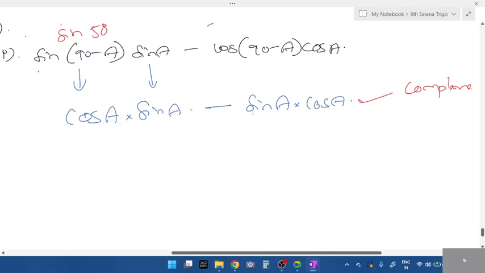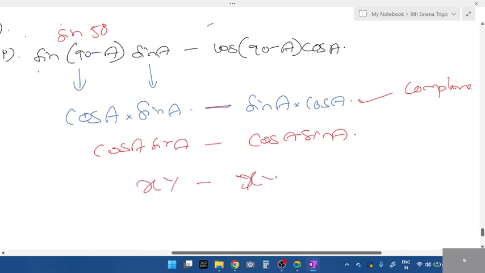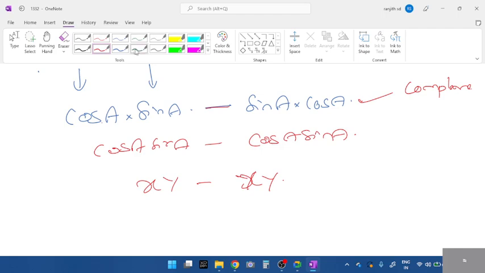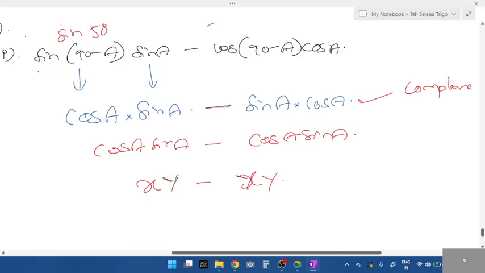Now, with both this logic, we should get the answer. Cos A into sin A, sin A into cos A. Both will get cancelled. See, cos A into sin A minus sin A into cos A. I just rearrange this: cos A into sin A. If I write x and y, xy minus xy, what is xy minus xy? Are they like terms or unlike terms? Like terms. If I write 3xy minus 2xy, how do you solve this, Andrea?